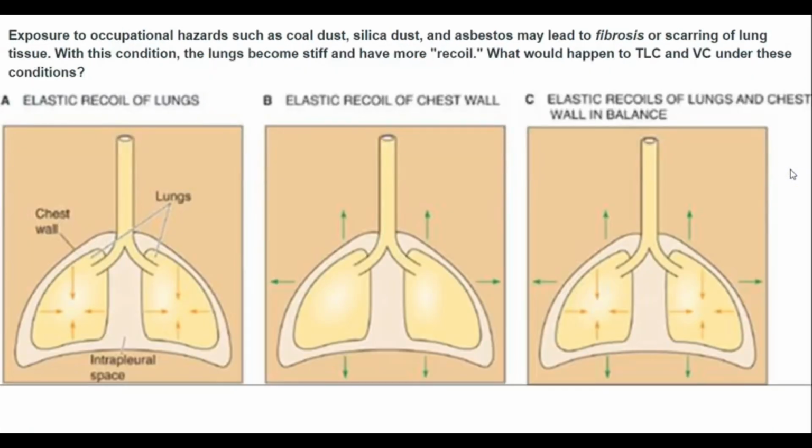Occupational hazards such as coal dust, silica dust, and asbestos lead to the scarring of lung tissue, and the lungs would become stiff and have more recoil. So this would cause a lack of ability to inhale and restrict inflow. Due to the lack of ability to inhale, both TLC and VC would decrease.